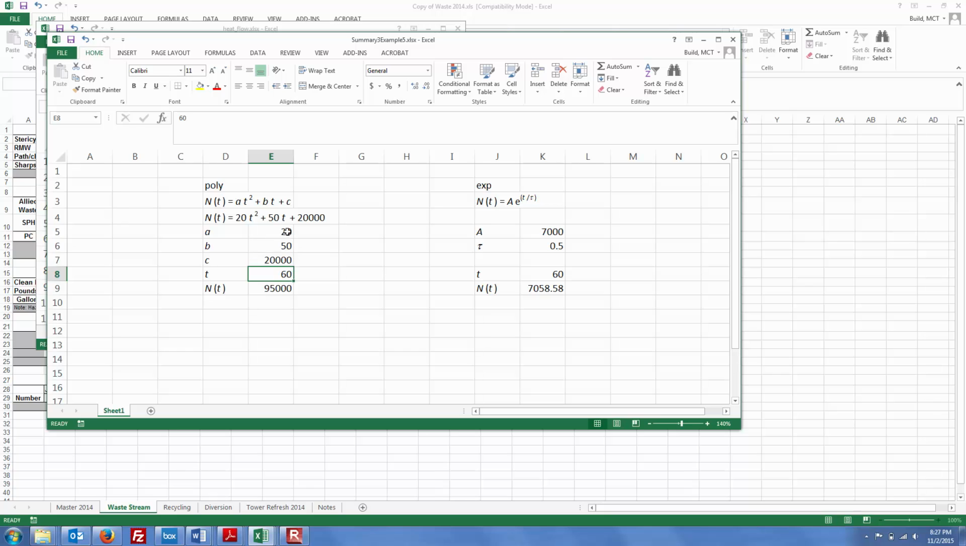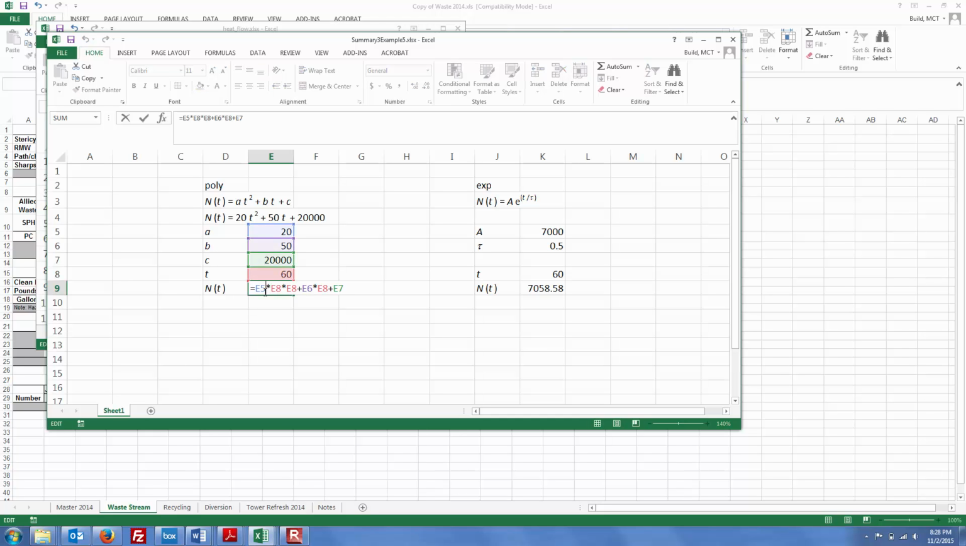So these are the three things that the trend line is going to give you. Three coefficients. Again, a is 20, b is 50, c is 20,000. You're going to extrapolate to 60 days, so you're just going to say t equals 60. So these four variables are going to go into one equation, which is going to tell you what n is in 60 days. So if we look, I'm just going to double click here.